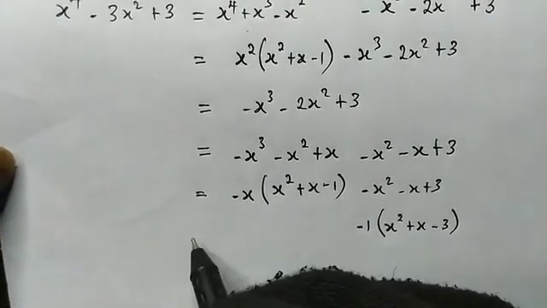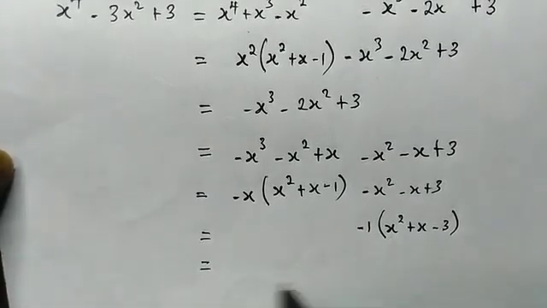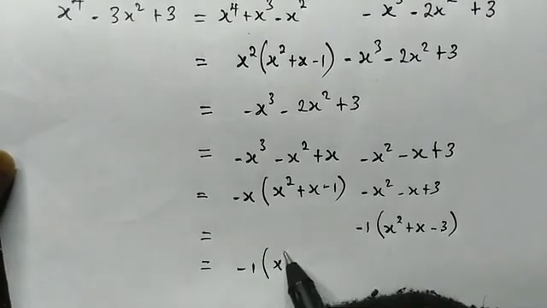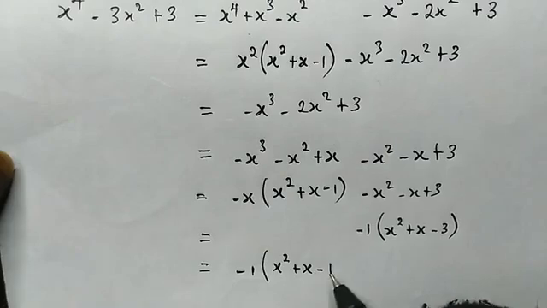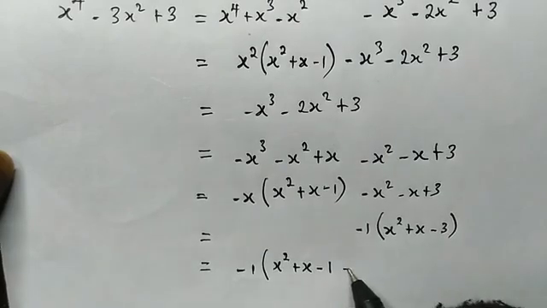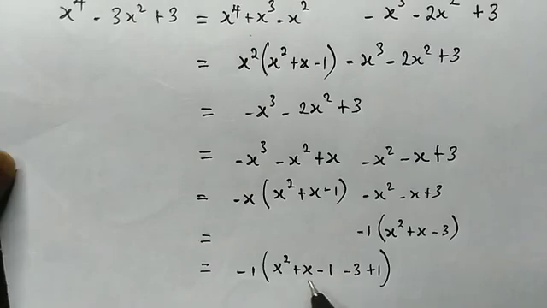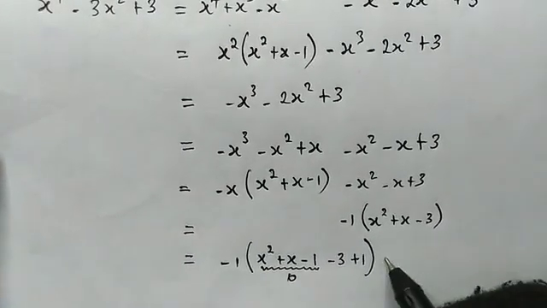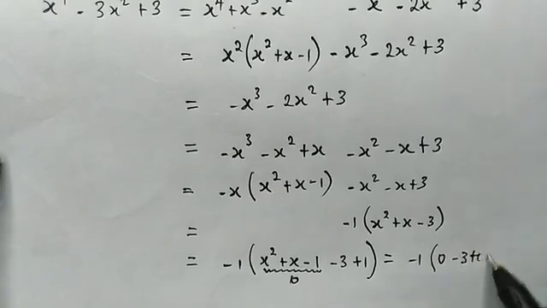And from here, so this will be equal to -1 into bracket. So we write this as x squared plus x, then we have -1. So if we have -1 here, we're going to have, remember we have -3 here, then we have +1 right over here, right? So we know this right over here is already 0. So this will be equal to -1 into bracket 0 minus 3 plus 1.